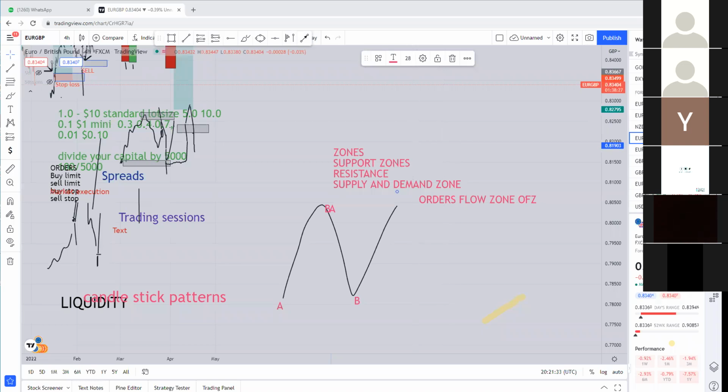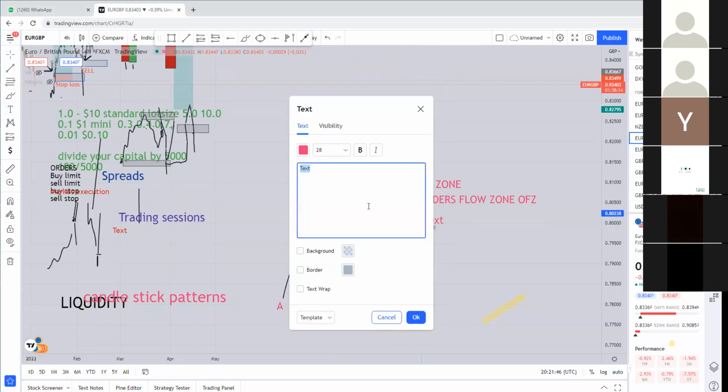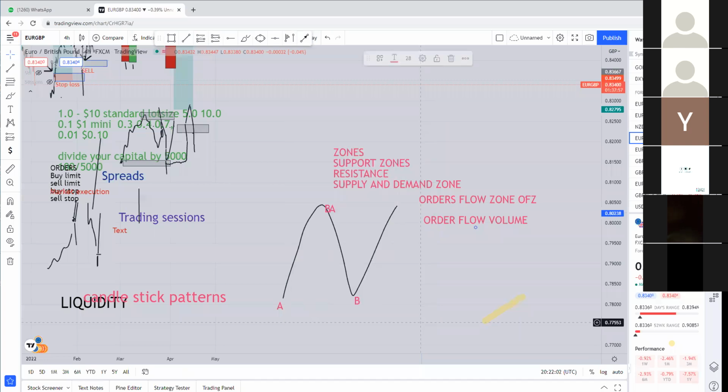So what I was saying the other time was that the order flow zone is where the big boys are entering. You can call it order flow volume. That means it is the area where there are a lot of orders resting. There is a lot of volume resting there, which means the big boys have set their orders there.